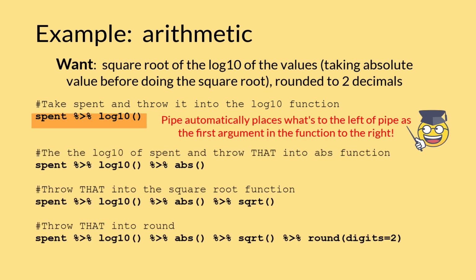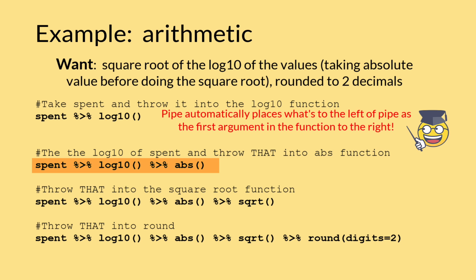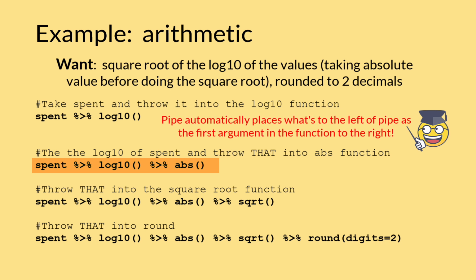Then, once the log has happened, we can pipe that into the absolute value function. This also doesn't need any arguments since the pipe automatically places what's to the left of it, the log10 of spent, as the first argument of the function. So we've got spent, pipe log10, pipe absolute value, and once the absolute value happens, we can pipe that into the square root function.